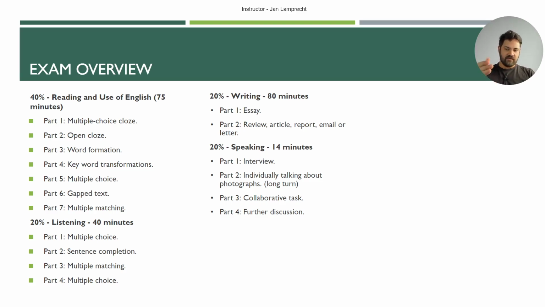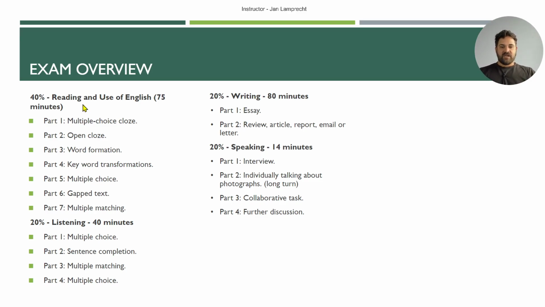Now, what's after the reading and use of English? After the reading and use of English, you have the listening paper. You have 40 minutes to do the listening paper. It is 20% of the total score. There are 4 parts in the listening paper. Part 1, multiple choice. Part 2, sentence completion. Part 3, multiple matching. Part 4, multiple choice.